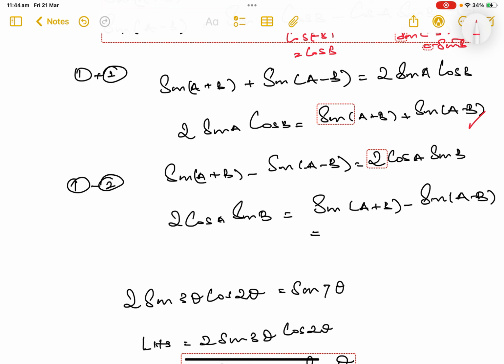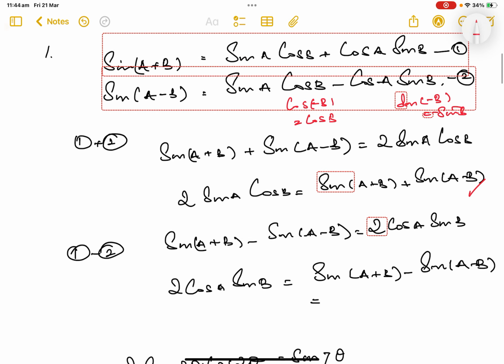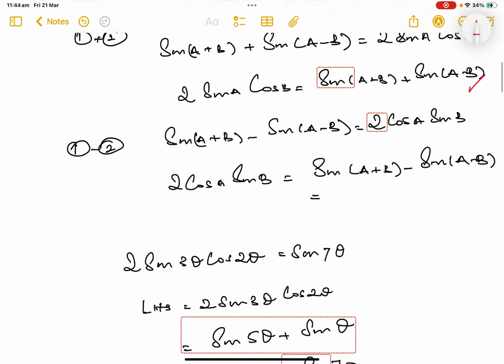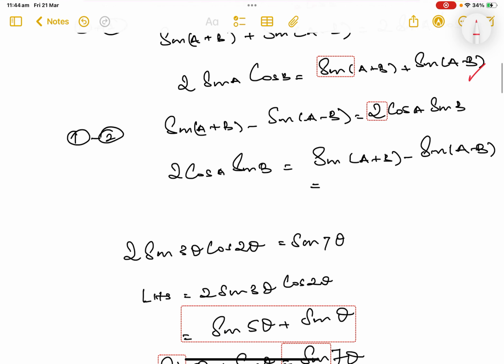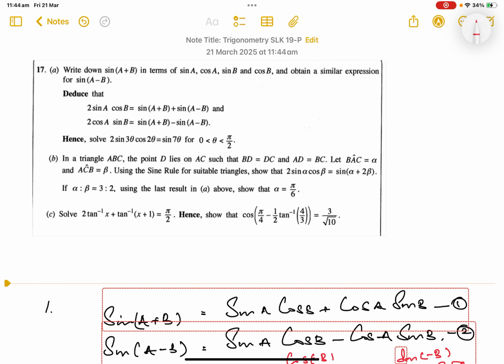And the next one: subtract the second from the first. So sine A plus B minus sine A minus B. When we subtract, the sine A cos B part will cancel out, and the negative becomes positive. So we get 2 times cos A sine B. From there, 2 cos A sine B equals sine A plus B minus sine A minus B. That's the second result.